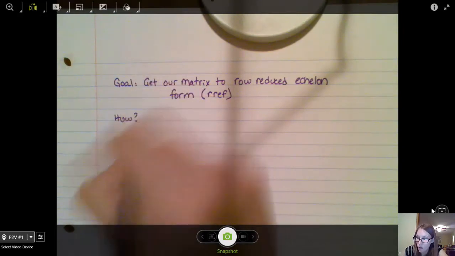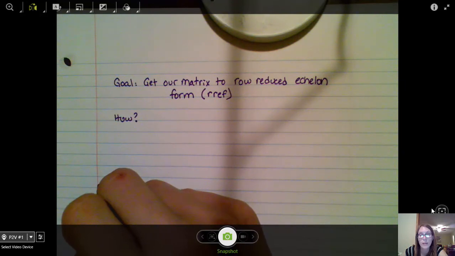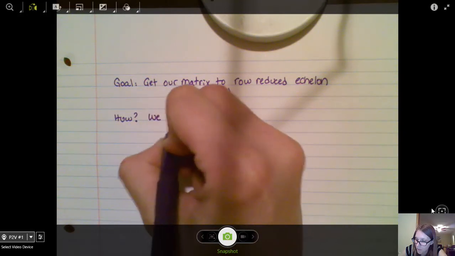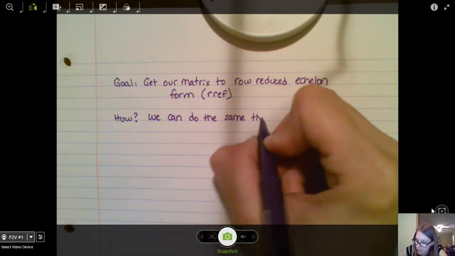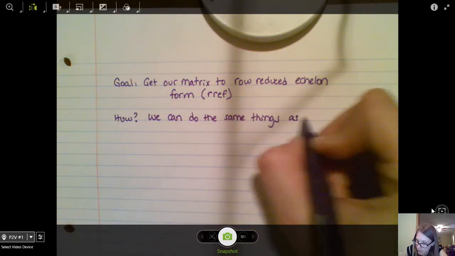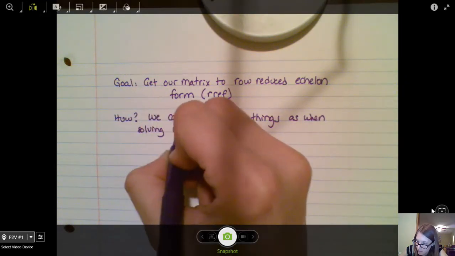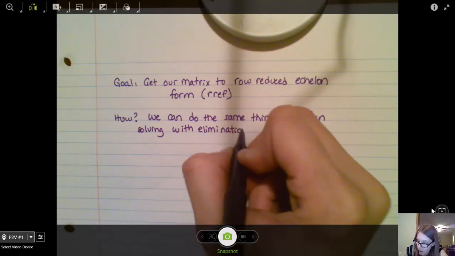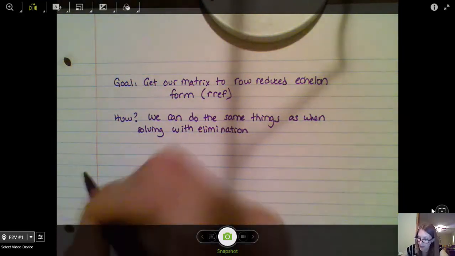Well, we can do a lot of the same things with matrices that we can do to systems of equations with elimination. If you think of some of those things, we can multiply an equation by a constant, the same way we can multiply a row by a constant.